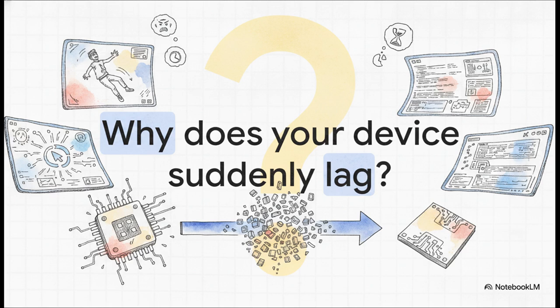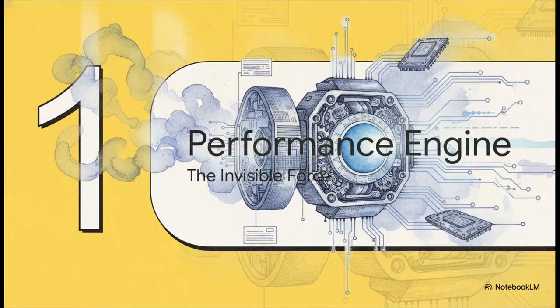specifically your RAM. You see, RAM is this invisible engine responsible for your device's real-time performance. And today, we're going to pop the hood, open up that engine, and see exactly how its different parts work together to keep you moving at top speed. All right, let's jump right into Section 1, the Invisible Performance Engine.